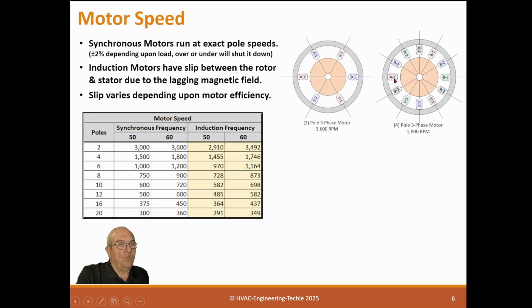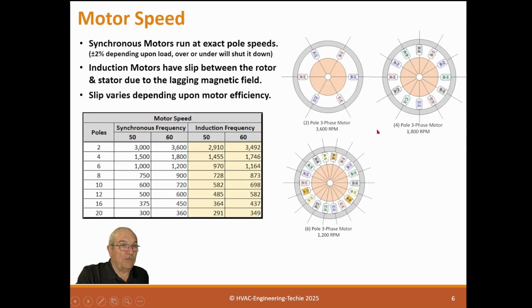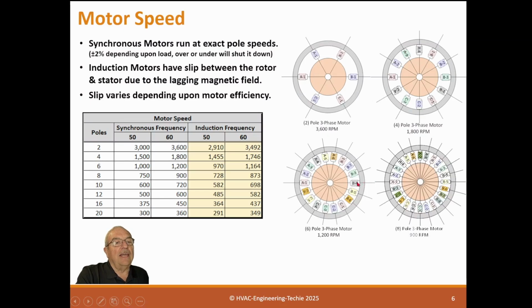And this is a 4-pole motor. You see it's got 1, 2, 3, 4 poles. 4 poles, 3 phases each. That's what all these are. This makes an 1,800 RPM motor, synchronous, or 1,740 motor. And that's a 6-pole, and that's an 8-pole.